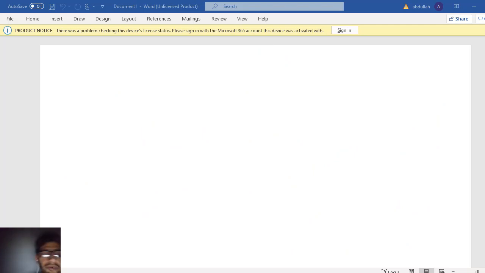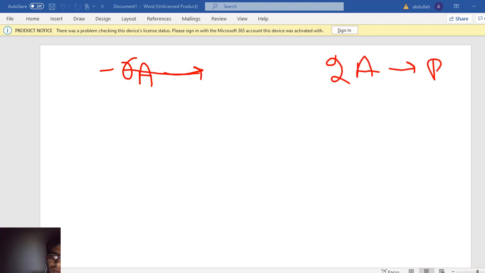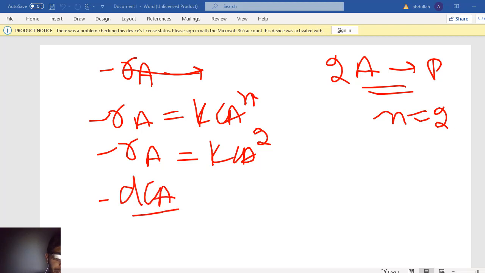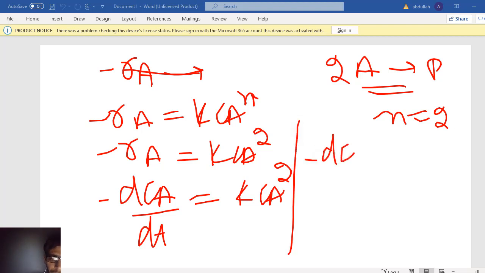Similarly, for the second order reaction, the general rate law can be written as follows. Suppose the second order reaction A is converted into product. The general rate law is minus Ra is equal to K Ca to the power n. For second order reaction, n will be equal to 2. So it can be written as minus Ra is equal to K Ca to the power 2. Now we know that rate is equal to minus dCa by dt, which is equal to K Ca to the power 2.